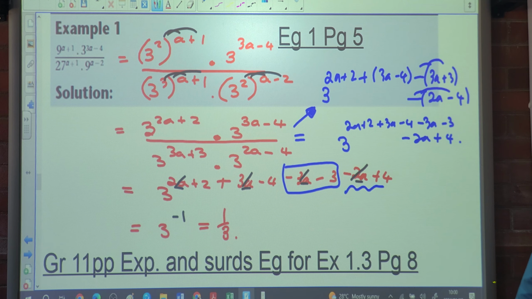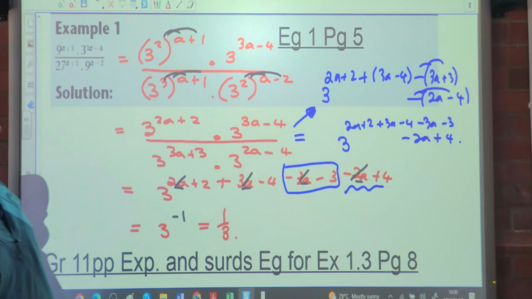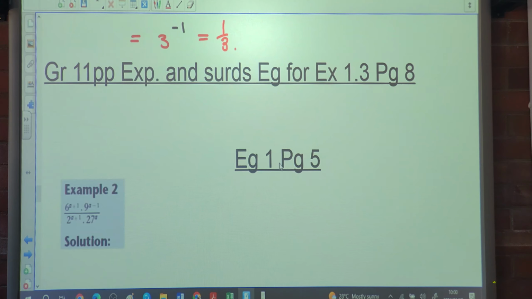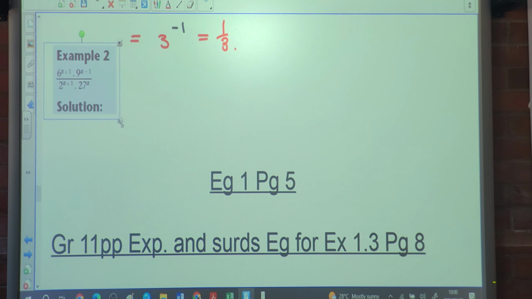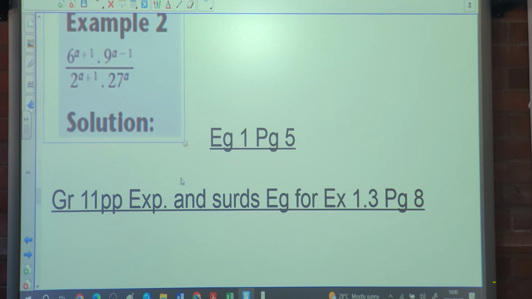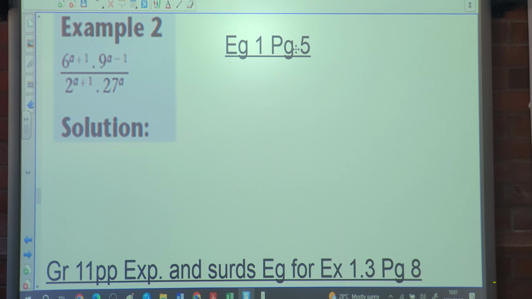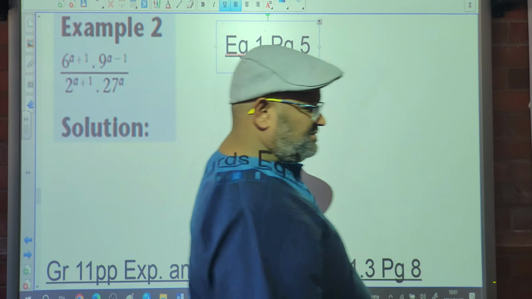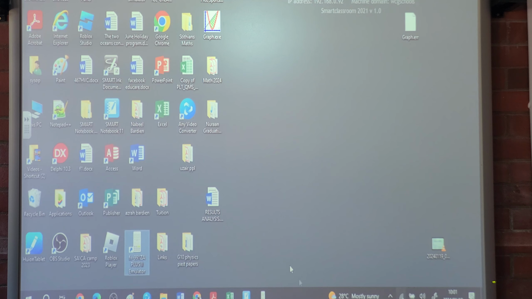You all understand? Alright. Go to the next example. This is example 2. Every example 2 is on page 6, and this is for exercise 1.3 on page 8.